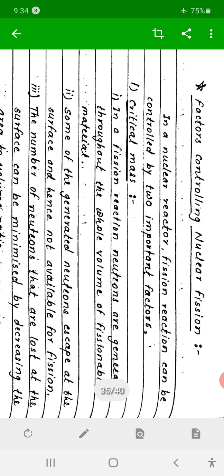In a nuclear reactor, fission reaction can be controlled by two important factors. The first factor is critical mass, and the second factor is concentration of the fissile material.